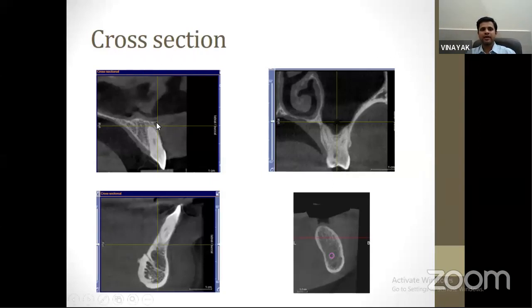So this is the incisor region, buccal and palatal, maxillary molar, buccal and palatal, lower incisor and lower molar, buccal and lingual. So this is the cross section. So these are the sections.